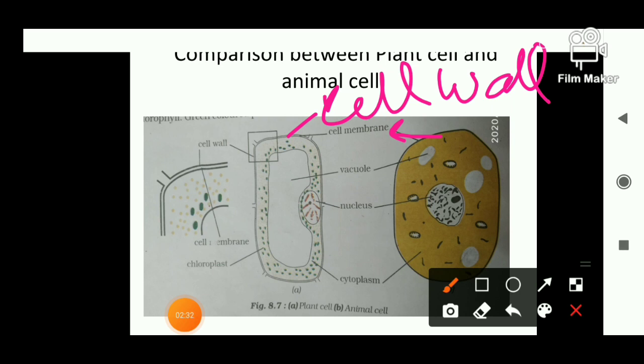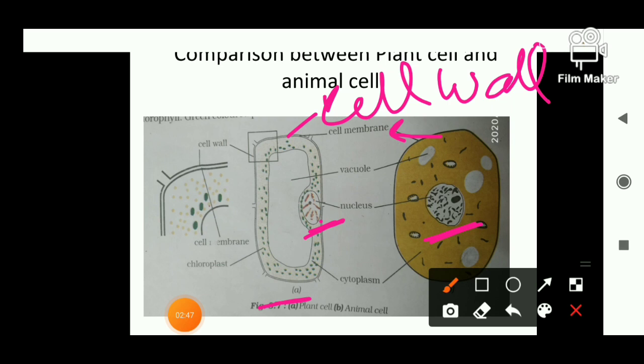Okay, and if we are talking about the nucleus, you can compare in this diagram also. In the plant cell, the nucleus is not in the center, it is peripheral, whereas in the animal cell, it is centralized.